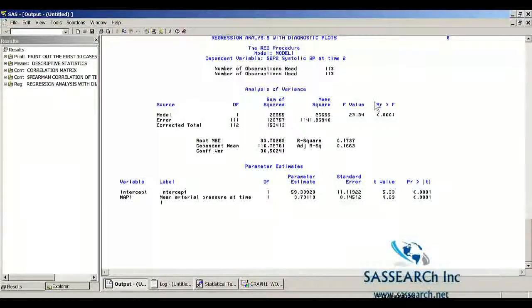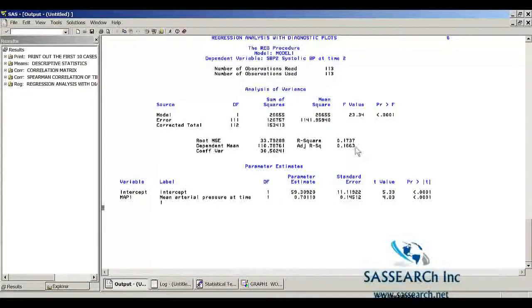And we see that the p-value in the ANOVA table tells us if there is a significant linear regression. And in this example, we do have a significant linear regression because p is less than 0.001. The R-square tells us how much of the variance of the dependent variable can be explained by the independent variable. In this case, we have an R-square of 0.17, and this means that about 17% of the variance in time 2 systolic blood pressure can be explained by differences in mean arterial pressure at time 1.